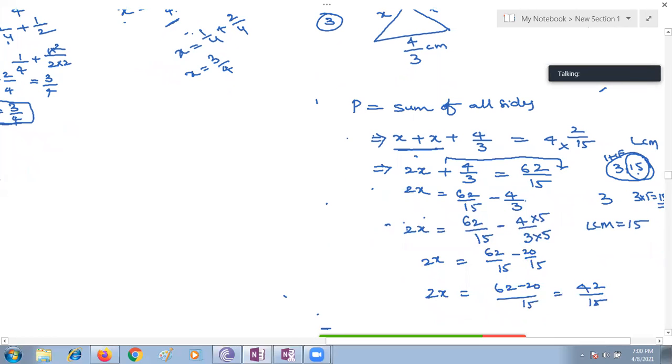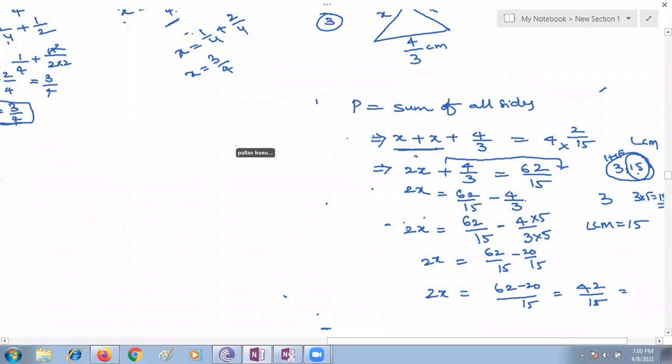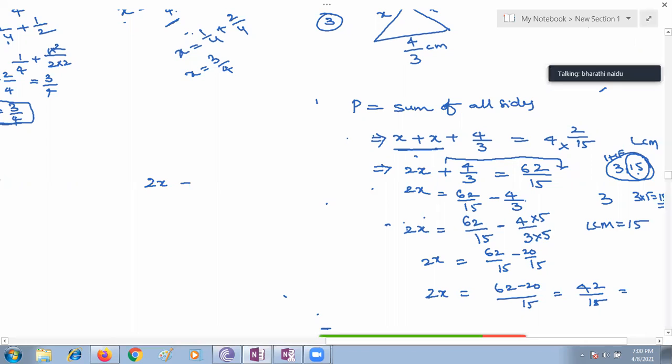Can we make it simpler? Yes, Pallav? Ma'am, we can divide it by 2. We have the value of 2x, children. 2x is equal to 42 by 15. So we need only the variable value, the x value.